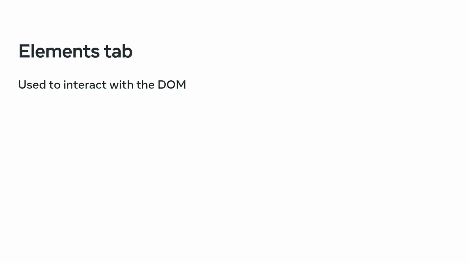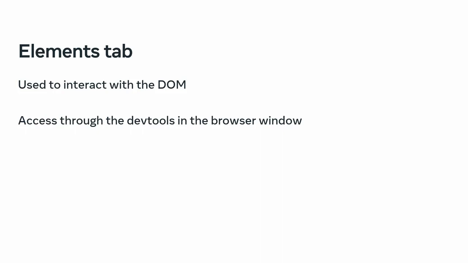To interact with the DOM, you can use the Elements tab inside the browser's DevTools. You get to the DevTools by right-clicking anywhere in a browser window and then by clicking Inspect. The Elements tab allows you to interact with the DOM of the currently active web page using a graphical user interface, also known as a GUI.